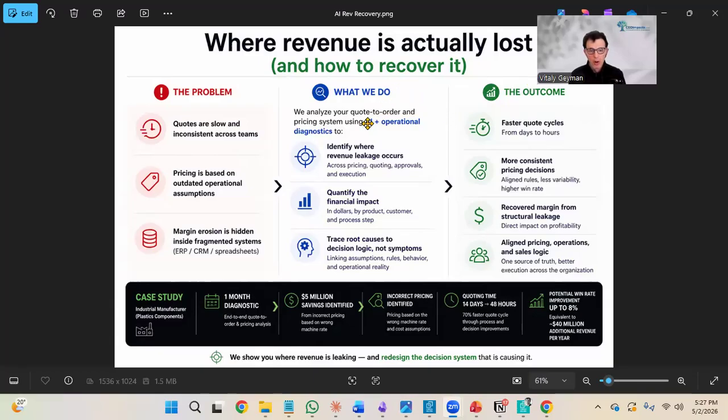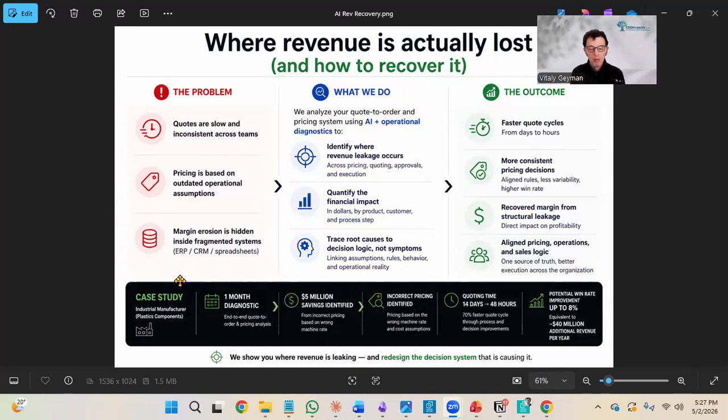This is a brief overview of the revenue recovery system powered by AI. The fundamental problem that we solve with this system is where is revenue actually lost? But the most important part is not where it's lost, but how do we recover it?